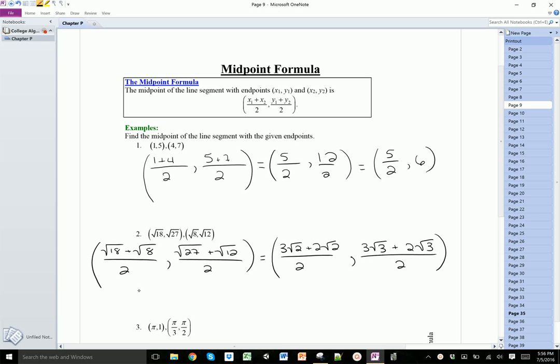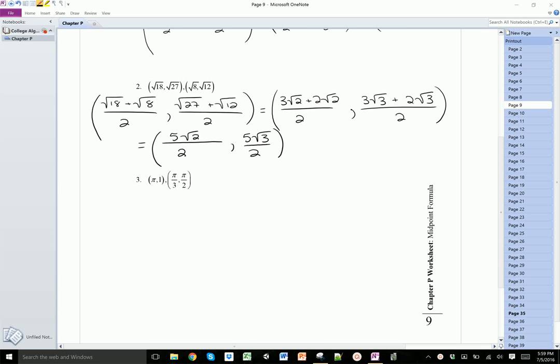So, let me continue it down here. So that's 5 times the square root of 2 divided by 2, and that won't simplify any further. And then 5 times the square root of 3 divided by 2, which will not simplify any further. Okay? The thing that makes this last one tricky are the fractions that you're going to get. So you just have to be very careful with it.